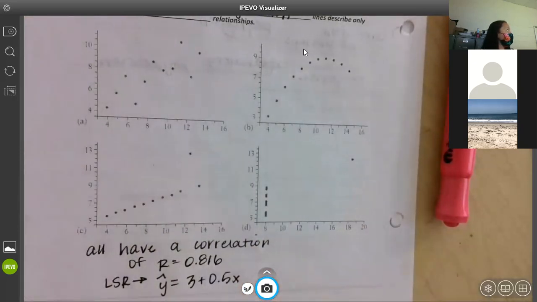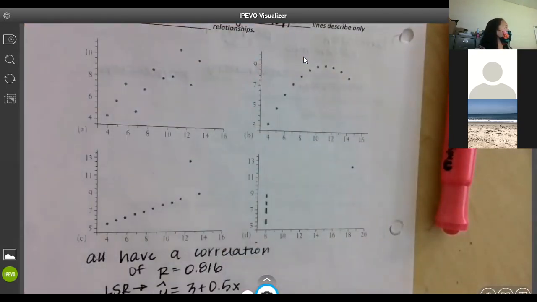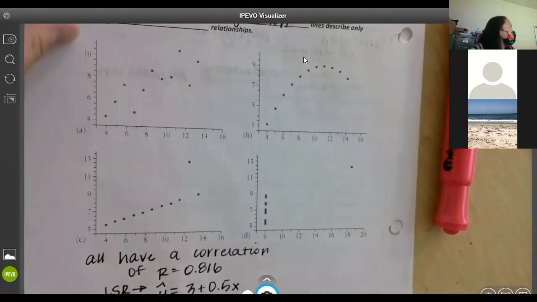I don't know, if those all have the same LSR and the same R line, how they all look different? Because they all can. Because it doesn't matter where you put them. Think about it: different numbers can give you the same mean. Does that make sense? Okay. So all of these could have the same mean value. They could have completely different data sets. They're not all the same set. Correct. They're different sets of data.